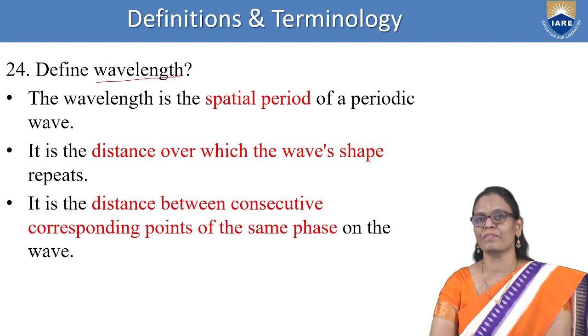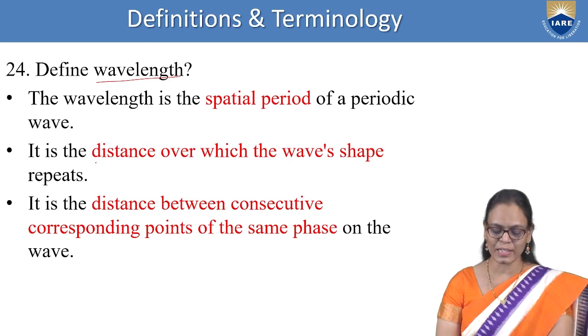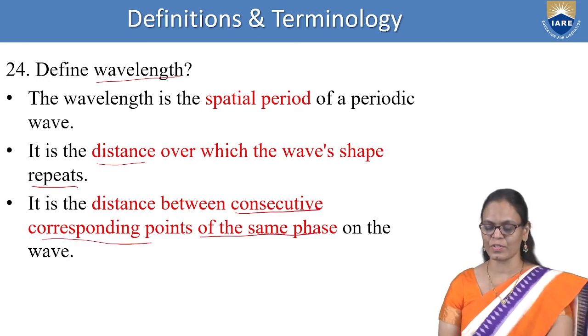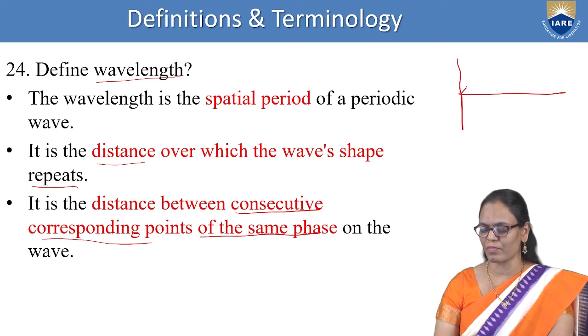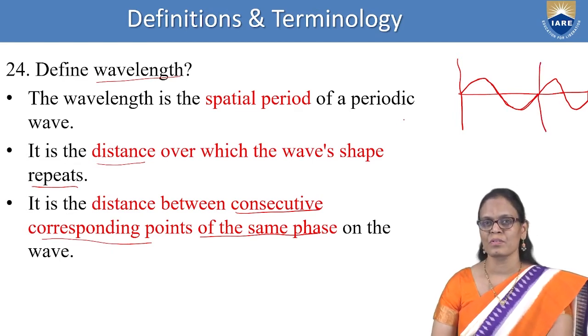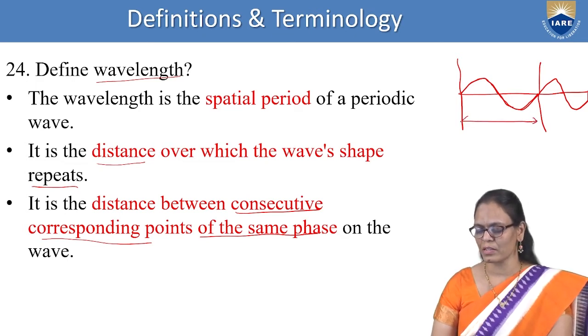Define wavelength. What is wavelength? It is the spatial period of a periodic wave, or the distance over which the wave shape repeats, or the distance between consecutive corresponding points of the same phase. Let me explain this with the help of a diagram. Suppose I draw a wave like this. We have seen the basic definitions for a wave. This is one complete wave, the distance over which the wave's shape repeats. After this, the shape repeats again. So this is called one wavelength.